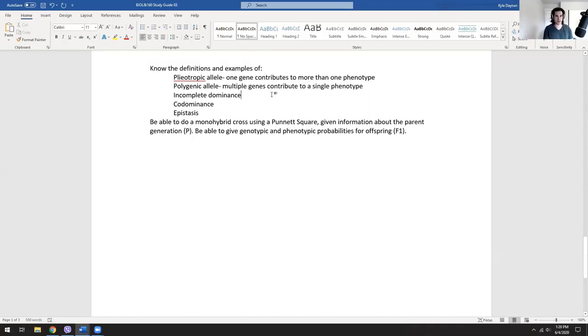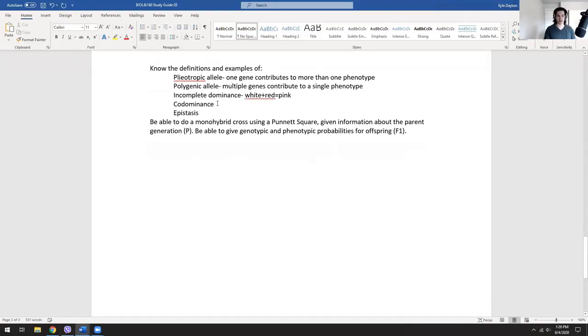Okay, incomplete dominance. That's going to be where you actually get an intermediate phenotype. So if we breed a white flower and a red flower, we'll get a pink flower. So white plus red equals pink, because it's in between.